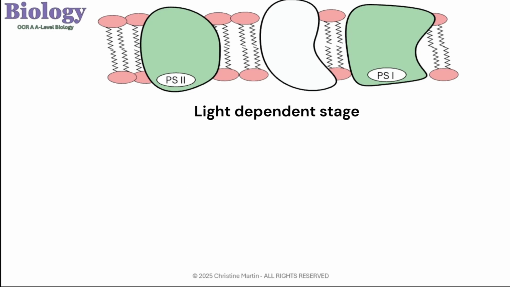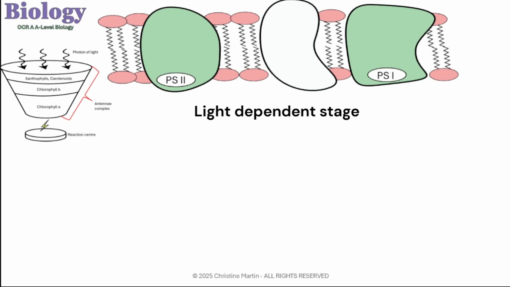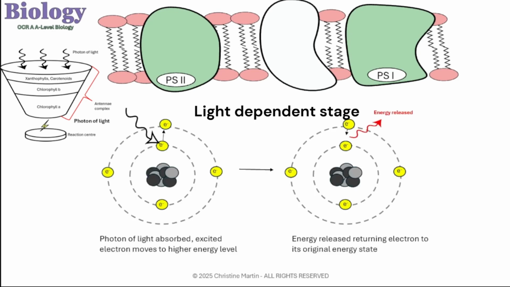So to understand how this happens, we first need to look inside the thylakoid membrane. Inside the thylakoid membrane, photosystems are embedded, consisting of antennae complexes and a reaction center. There are two types of photosystems, each with its own reaction center: photosystem 2, PS2, and photosystem 1, PS1. The antennae complex captures light energy and transfers it to the reaction center.